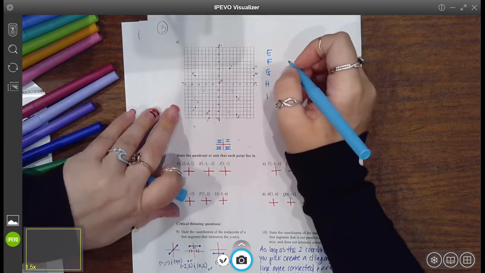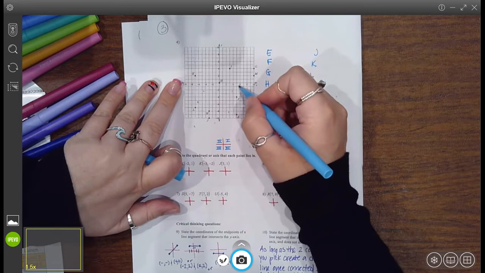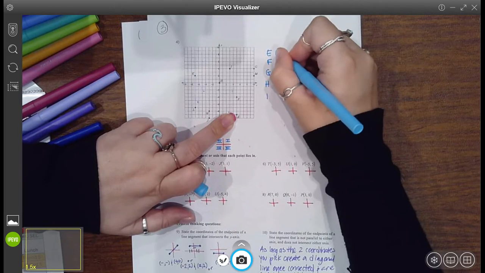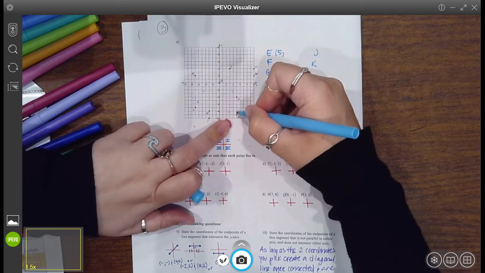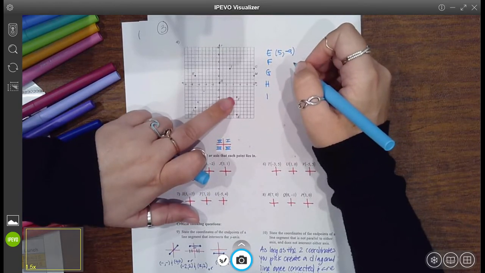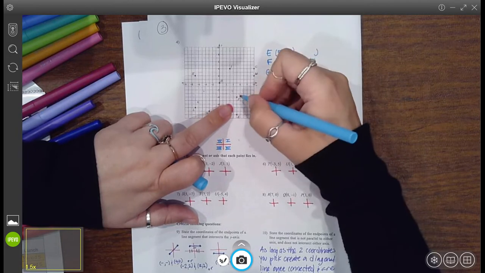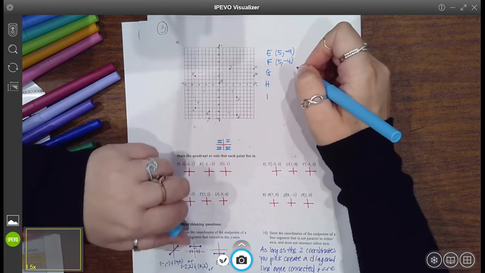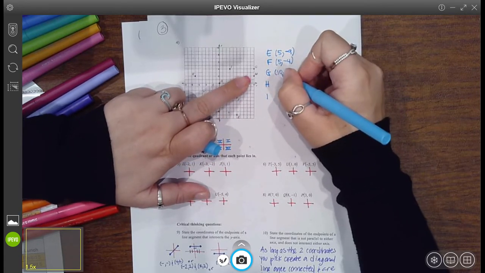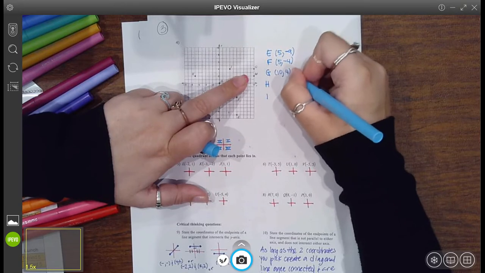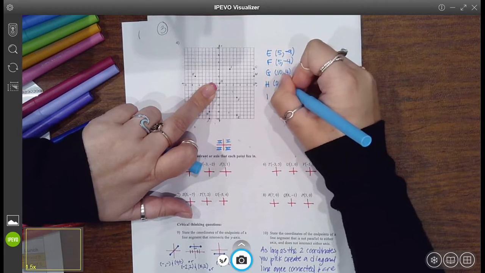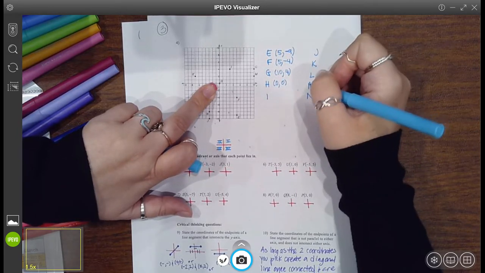So for E, you're going to go to the right in between the 4 and the 6, so that's 5. And then down in between 8 and 10, so that would be -9. F is over the same, but this time down -4. G went all the way over, 10 over, and up to 4. Okay, H is right here. It didn't move over anything, and it didn't move up anything, so it's directly at the origin, 0, 0.